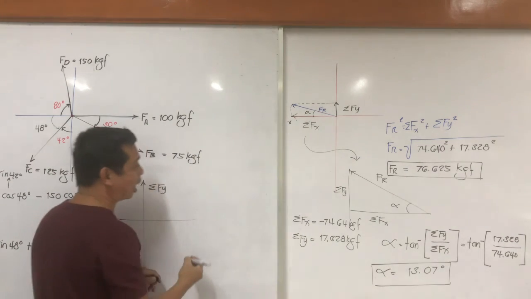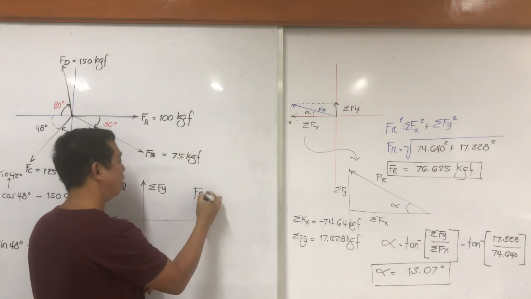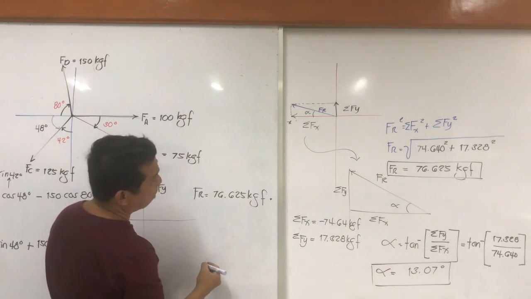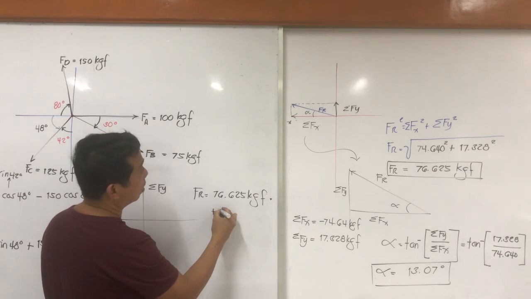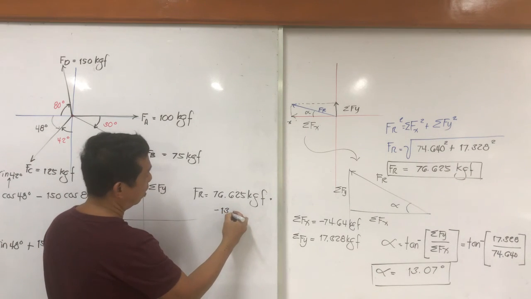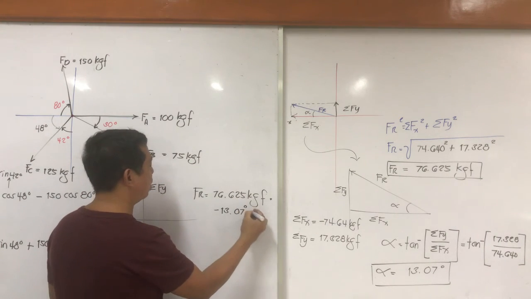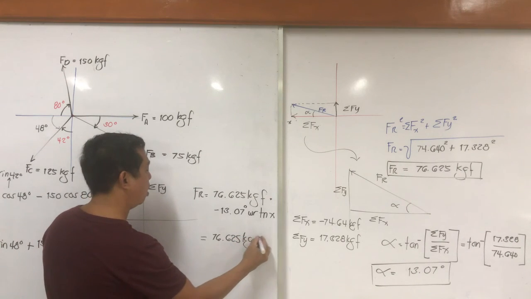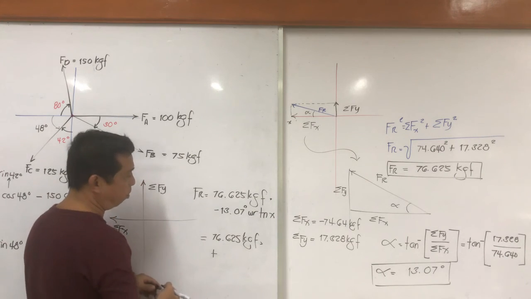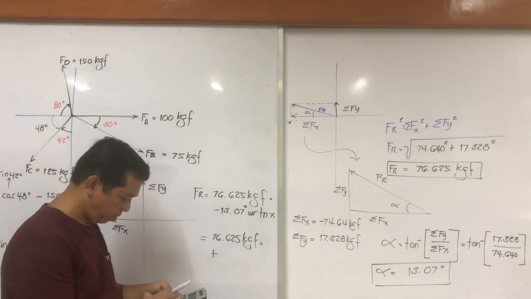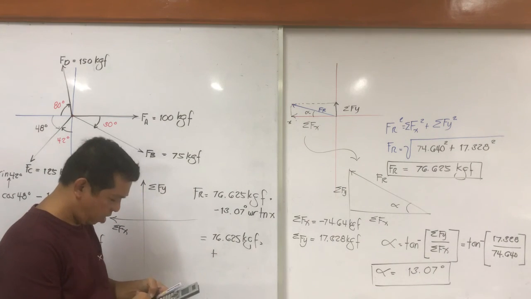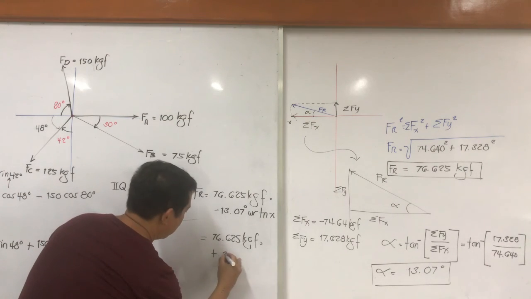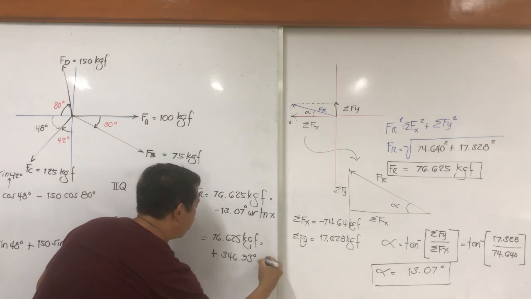Since pumatak na nasa negative x-axis na siya, ang magiging sagot natin para sa FR would be 76.625 kilogram force, negative 13.07 degrees WRT negative X, or 76.625 kilogram force, positive 346.90 degrees WRT negative X.